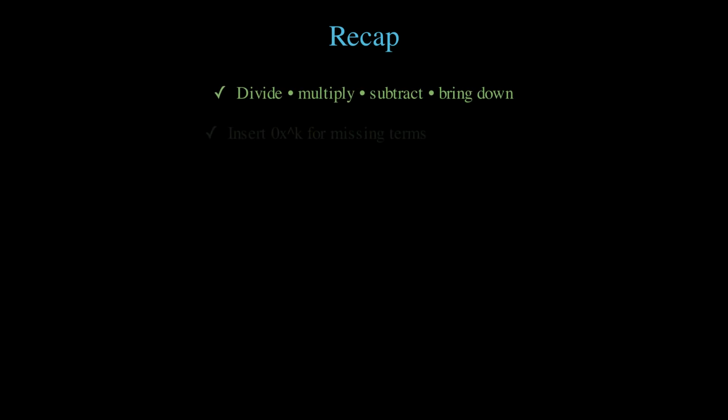Recap. First, repeat divide, multiply, subtract, bring down until the remainder is small enough. Second, use zero placeholders so like terms stay aligned in every column. Third, for nice divisors x minus a, synthetic division can be your fastest friend.